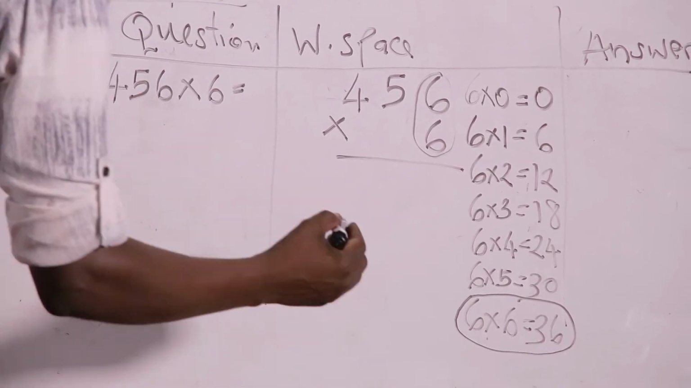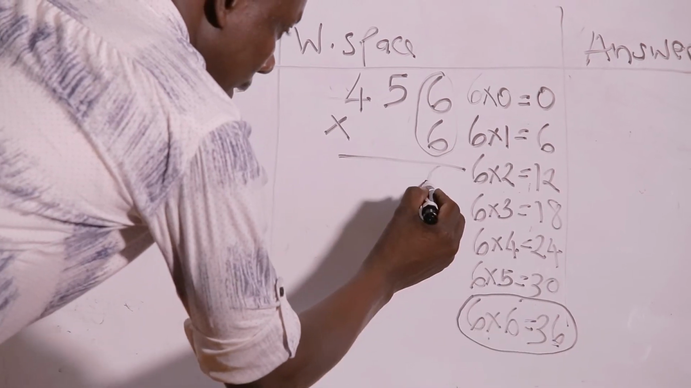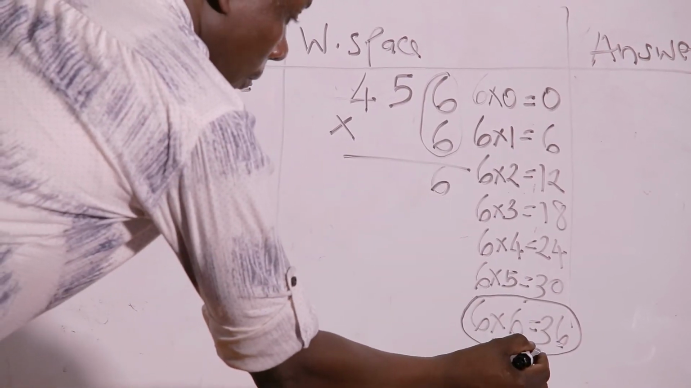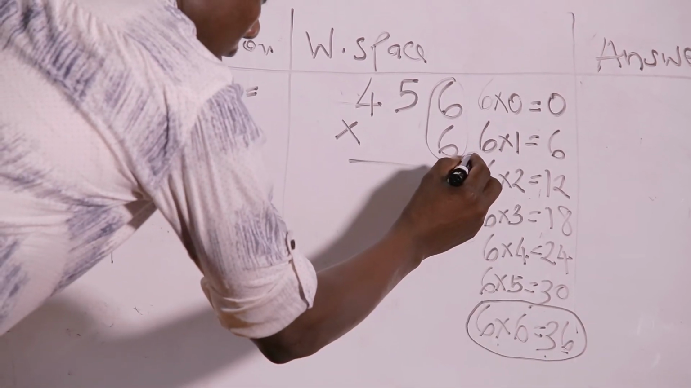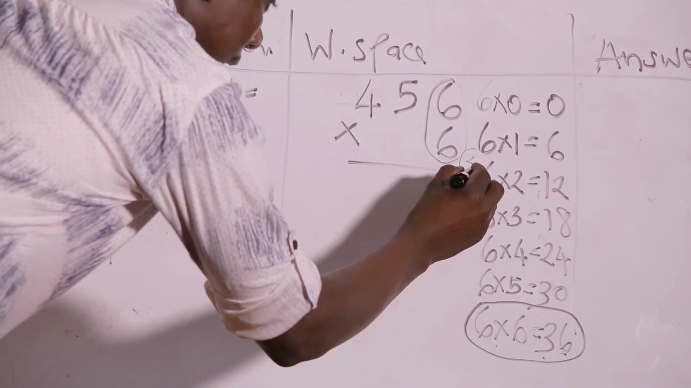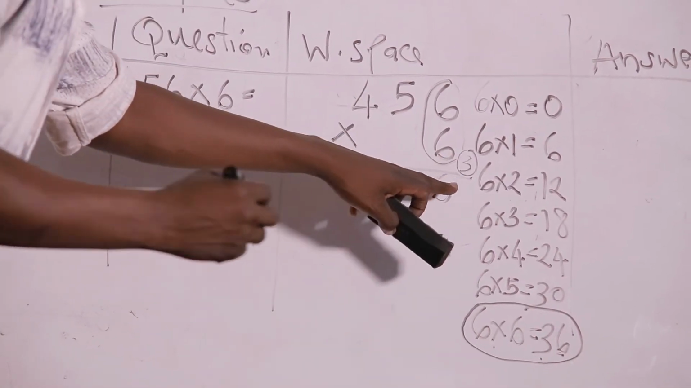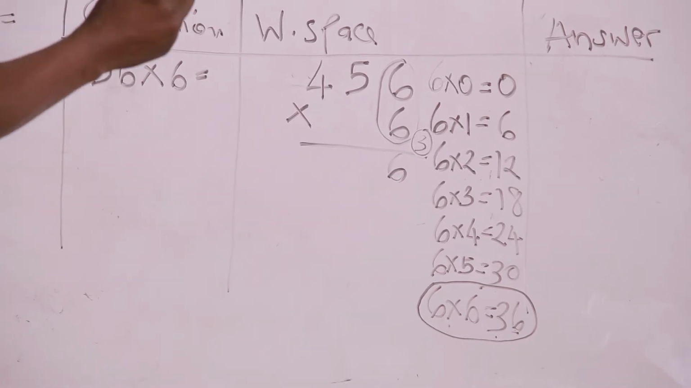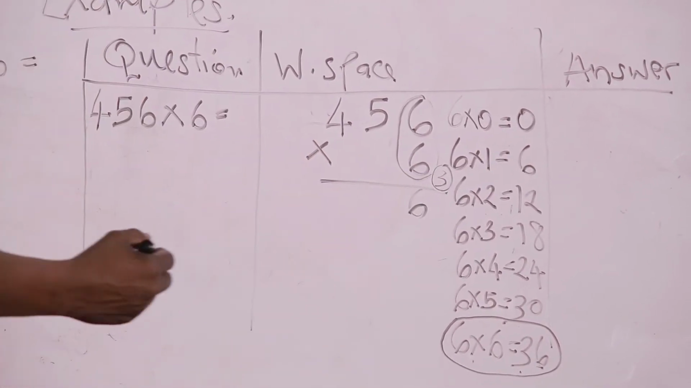So we are going to write this 6. We write 6. Then we carry this 3. The 3 that we are going to carry, you write it here and you circle. We circle so as we don't forget that there is a number that we are carrying.